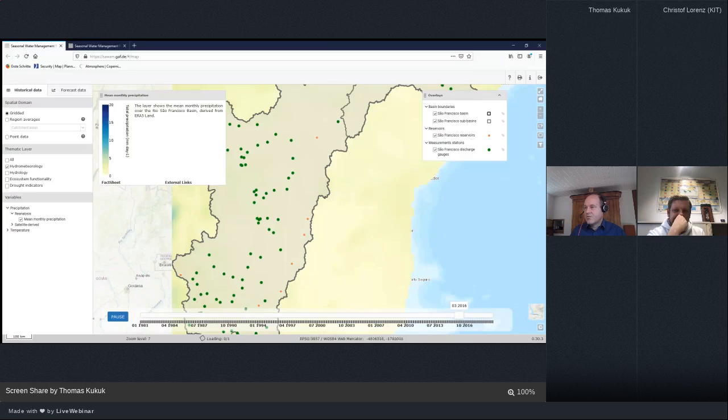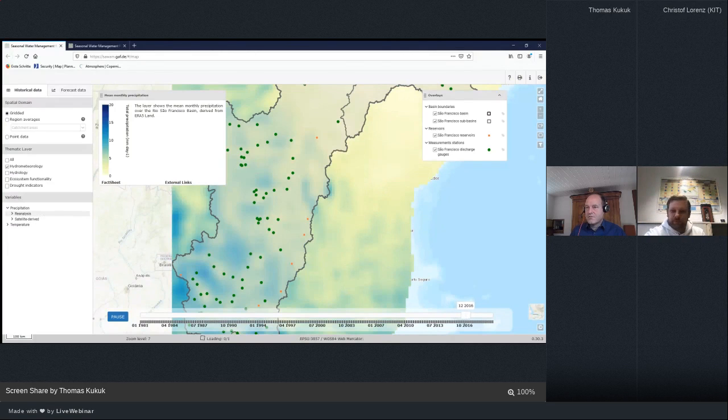You see the yellow colors are really, if it is quite dry and no precipitation is there, and the more and darker blue you have, the more precipitation was there in the past. So this is the reanalysis data. On the background, Christoph can say something later.